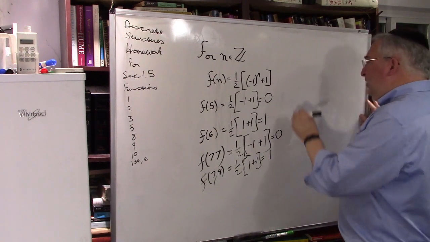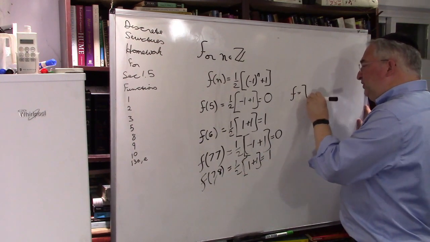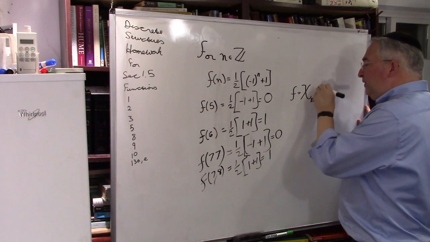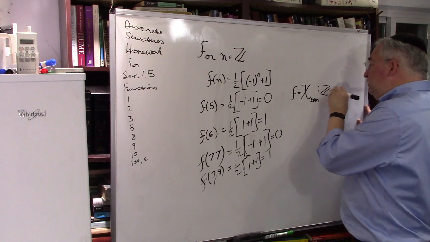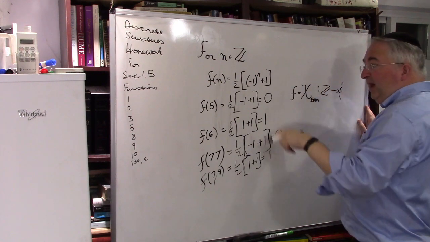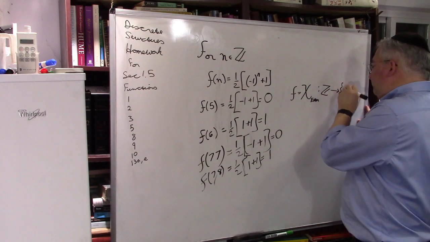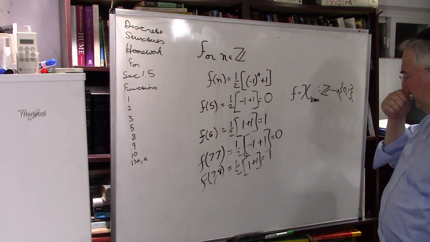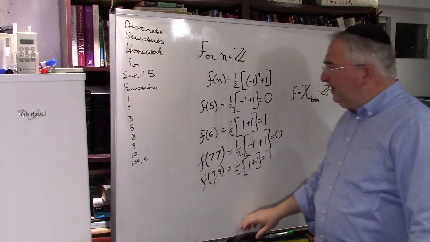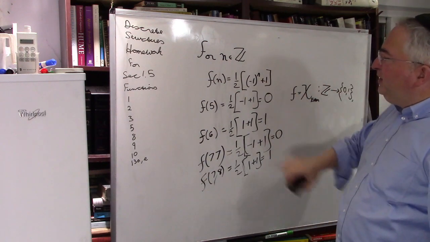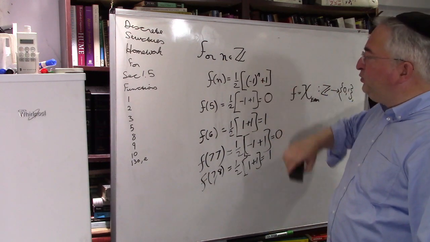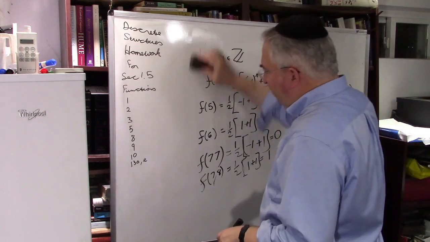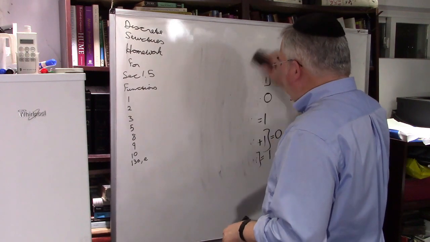So basically, f is equal to the characteristic function of the even numbers, which goes from Z to the set whose only possible outputs are 0, 1. Anyways, it all hinges on this: minus 1 to an even number is 1, minus 1 to an odd number is minus 1. So that's number 9.